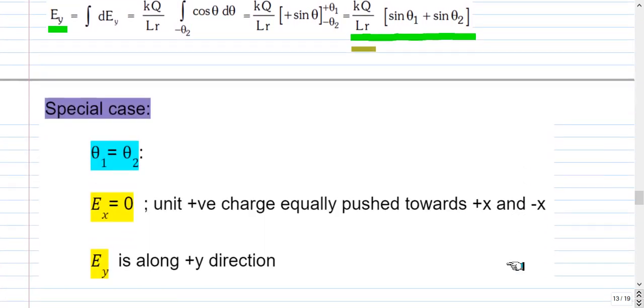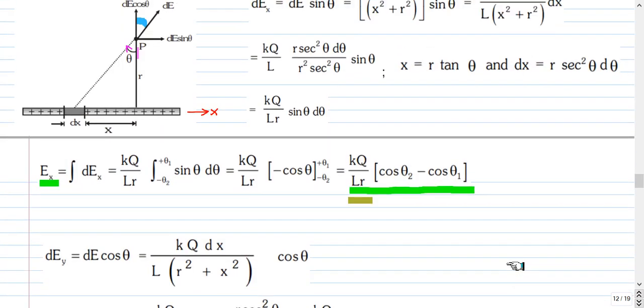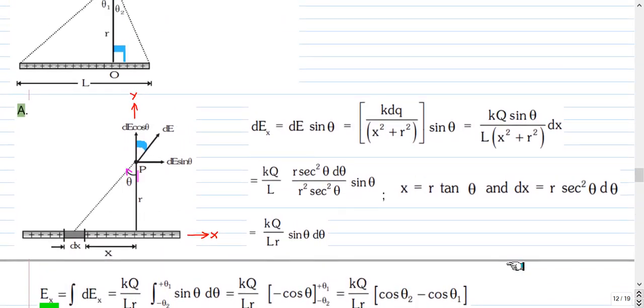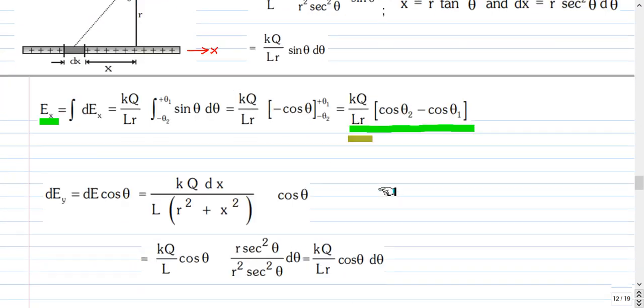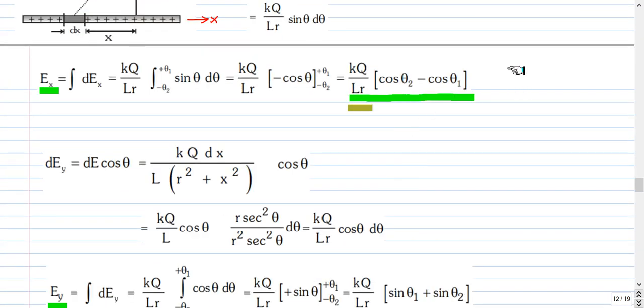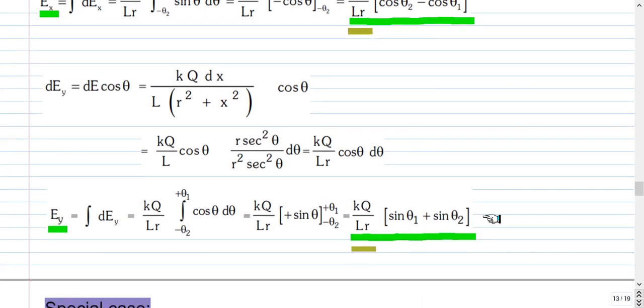So if we take a special case where theta 1 equal to theta 2, there is a point P symmetrically placed. So if we are finding electric field at a middle point, electric field is force on unit positive charge. So unit positive charge placed here will experience force in the positive x direction and negative x direction. So net electric field in the x direction should be 0, and there will be net repulsive force in the y direction. So if you put theta 1 equal to theta 2, the expression for electric field in the x direction is 0, but in y direction you will get an electric field.